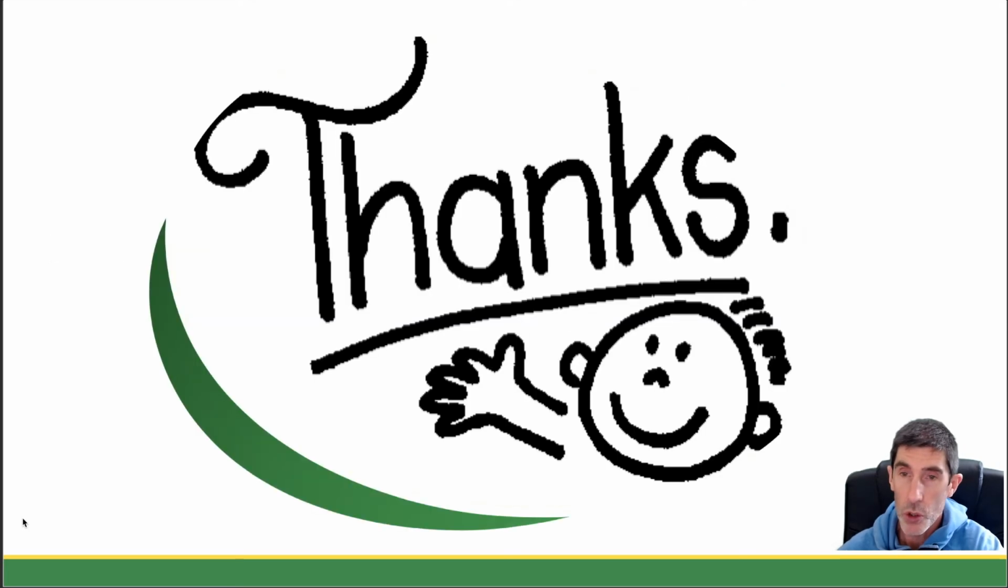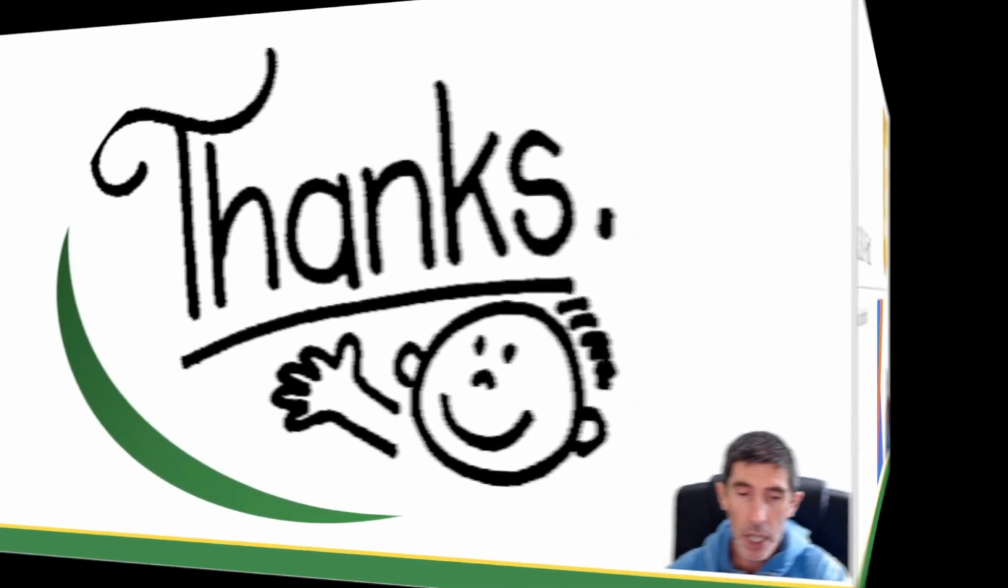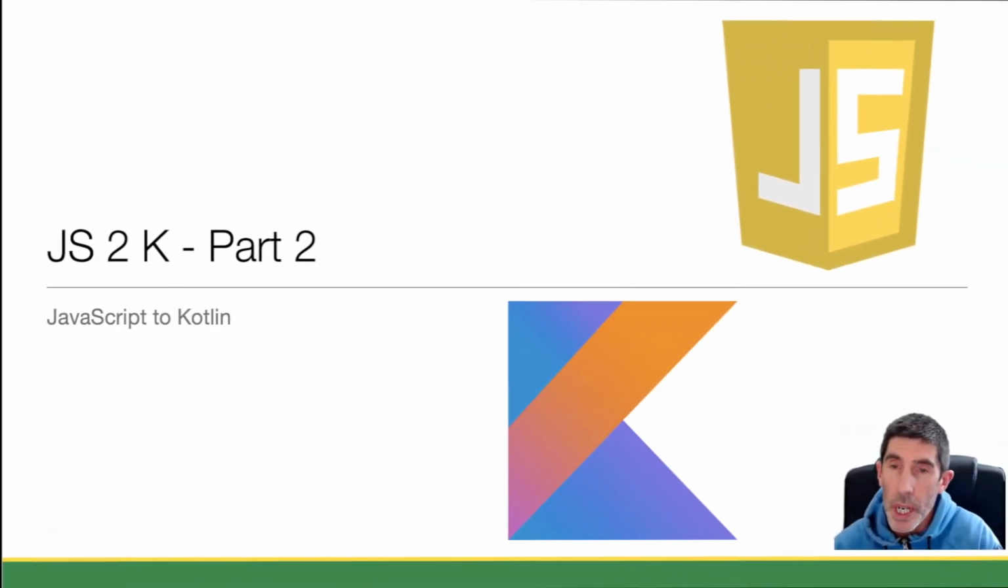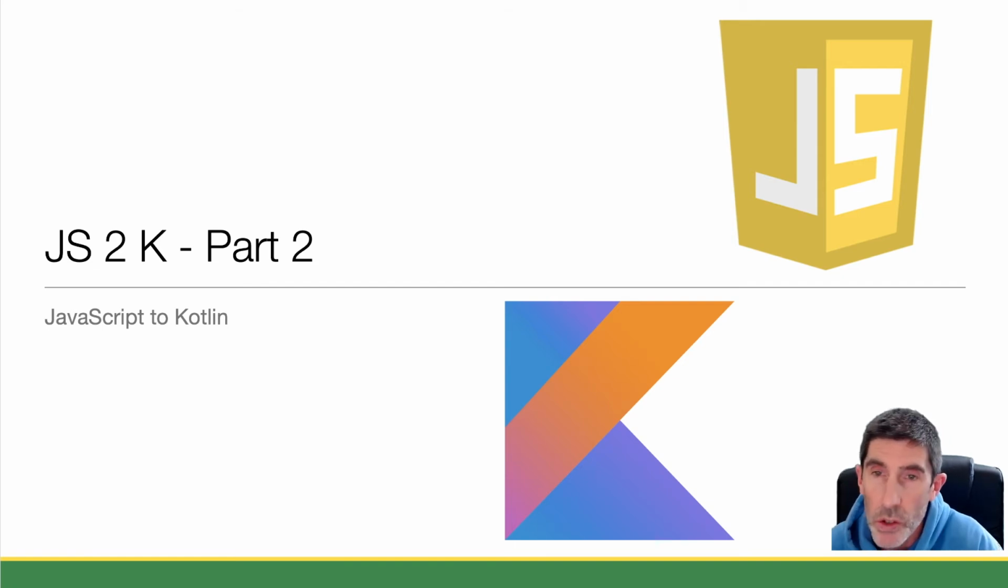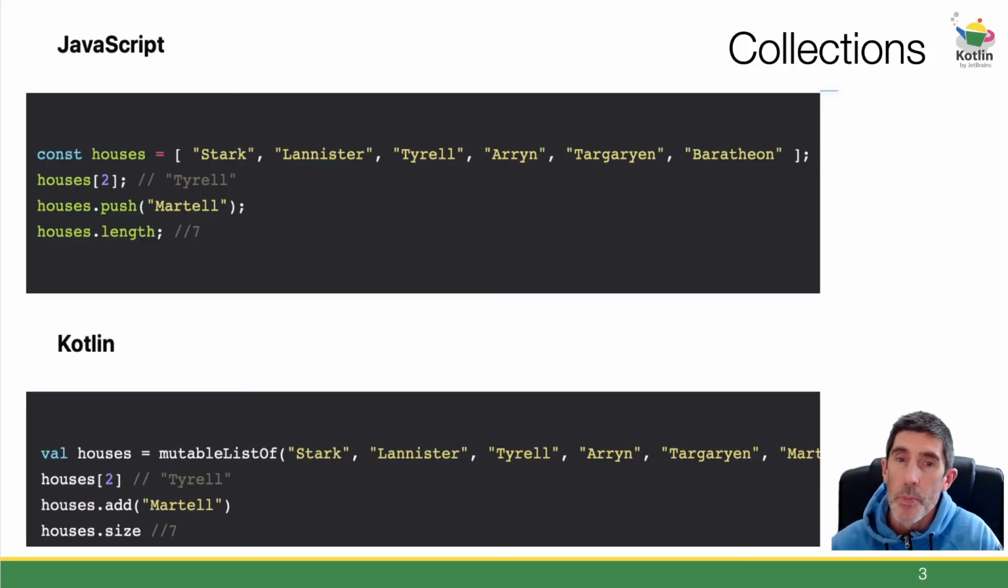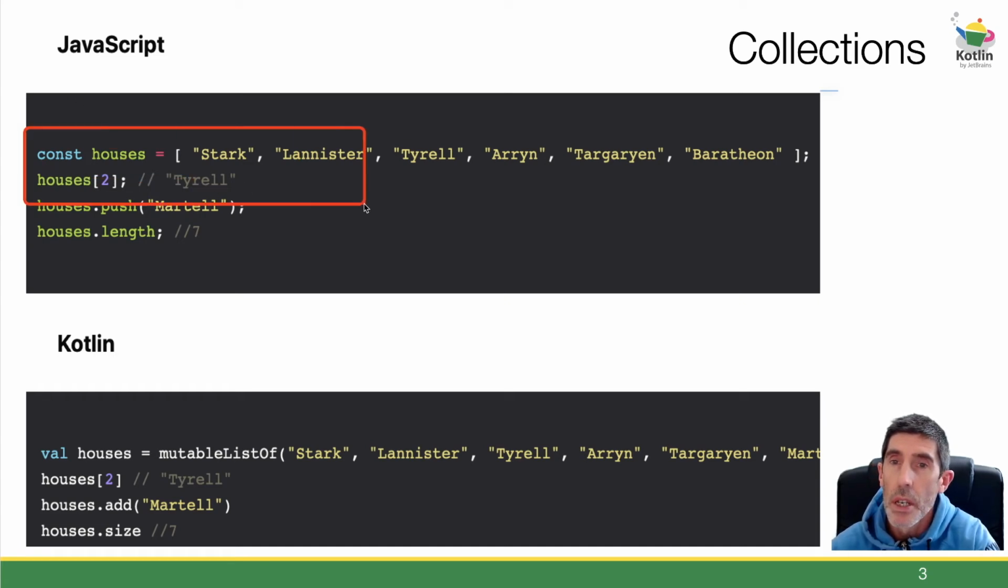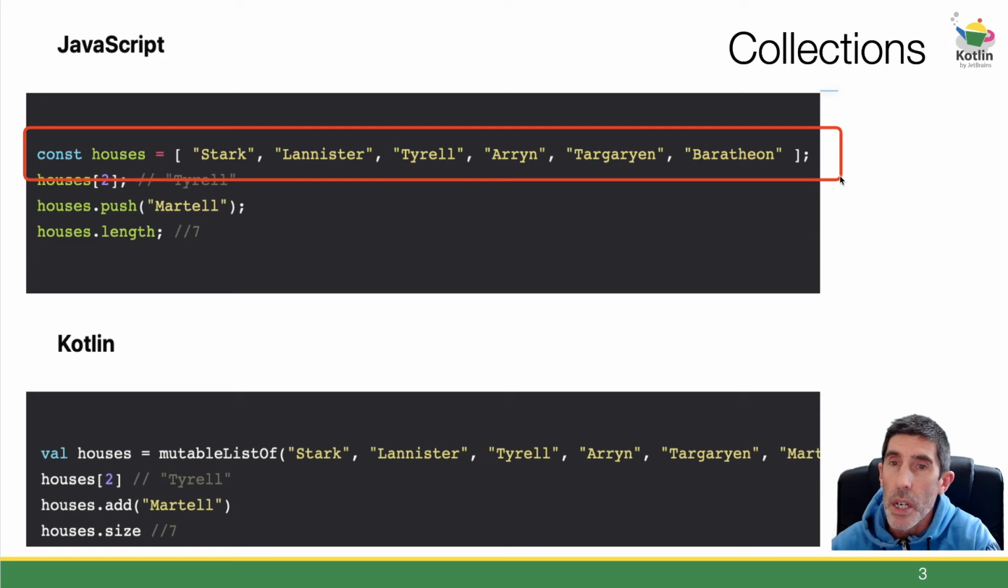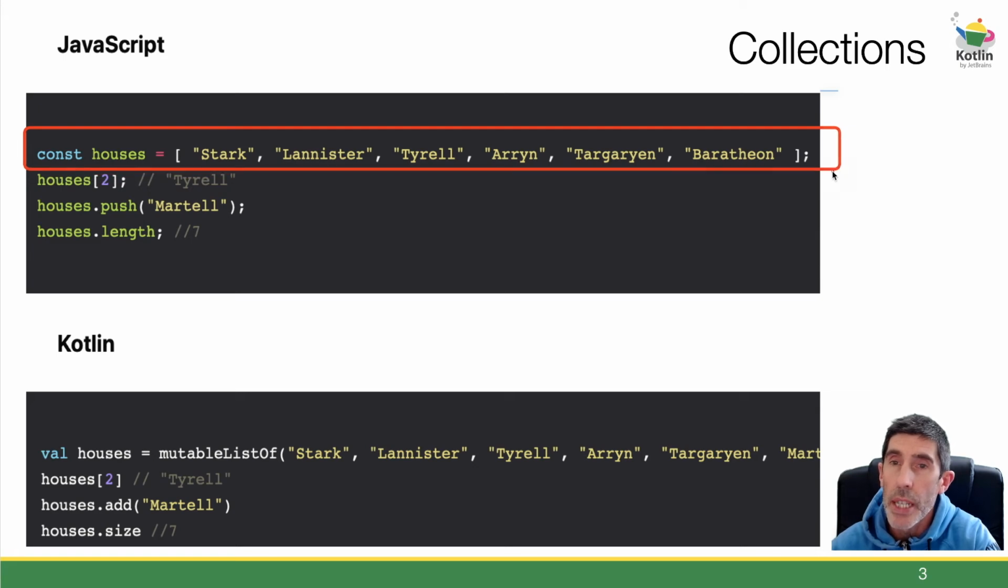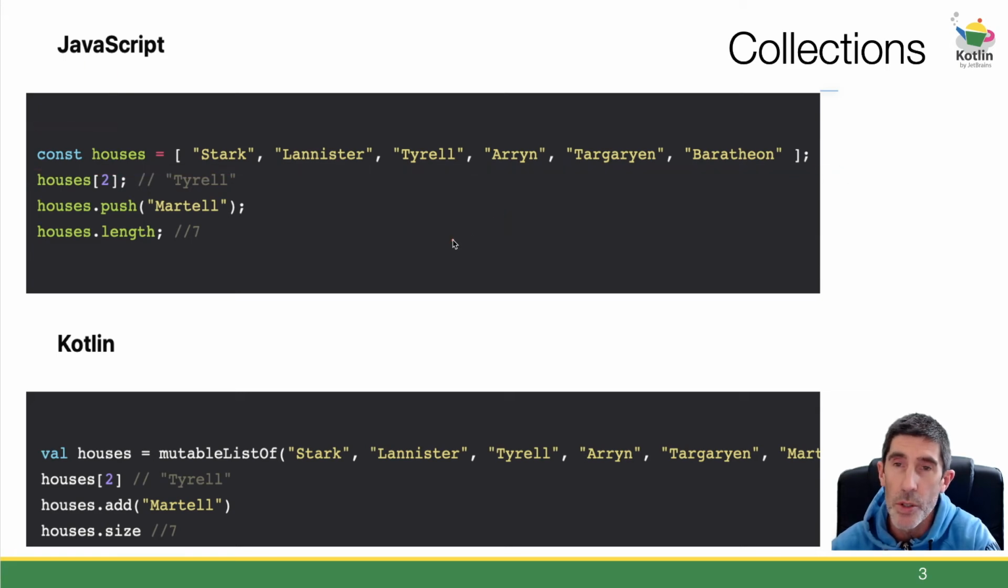Okay, so thanks for listening, and welcome back to part 2 of our JavaScript to Kotlin comparison. To begin with, we'll look at a couple of slides on collections. In JavaScript, we will say something like this. Again, just creating our const houses, a basic JavaScript array, all strings, again our Game of Thrones theme there. And we can access them like so.